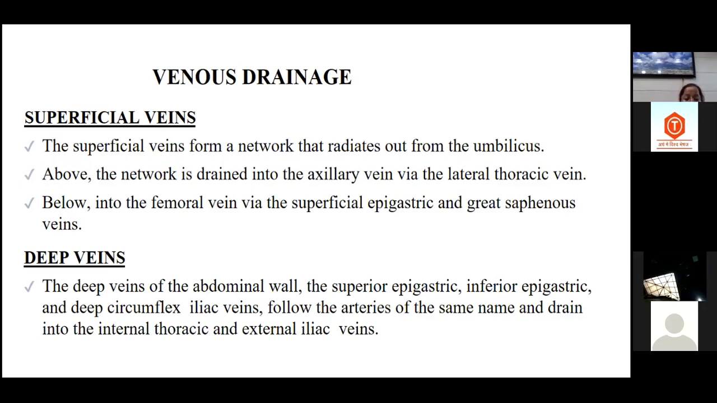The deep veins of the abdominal wall, the superior epigastric, inferior epigastric, and deep circumflex iliac veins, follow the arteries of the same name and drain into the internal thoracic and external iliac veins.